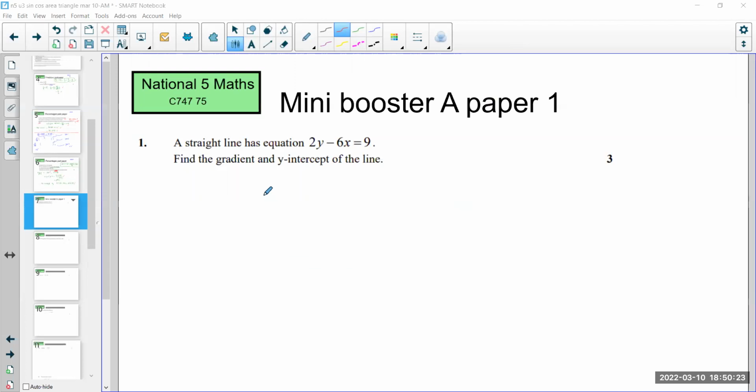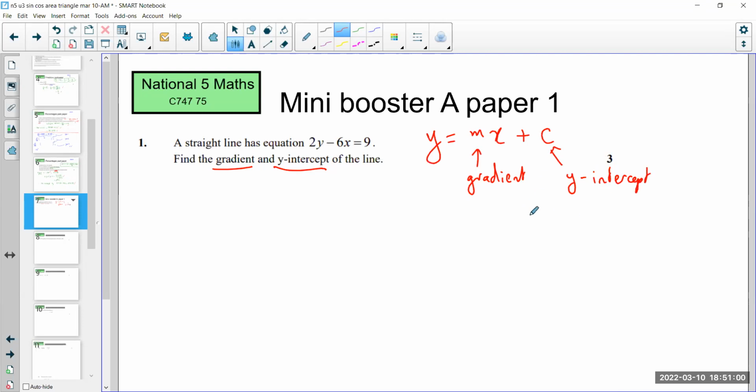So this question, first of all, I'm going to show you how to read the question. Find the gradient. Okay, so I've been asked to do two things. Find the gradient. That's an important thing. And the y-intercept. So what do we know about a straight line? Gradient intercept. So maybe y equal mx plus c. What is m? Gradient. What is c? The y-intercept. So that's what we've been asked to do. Find those two. And that would give us 3 marks.